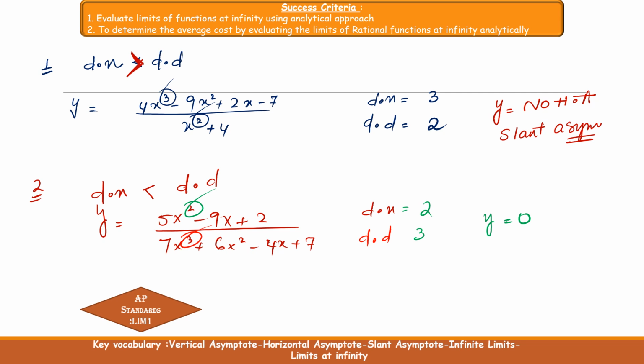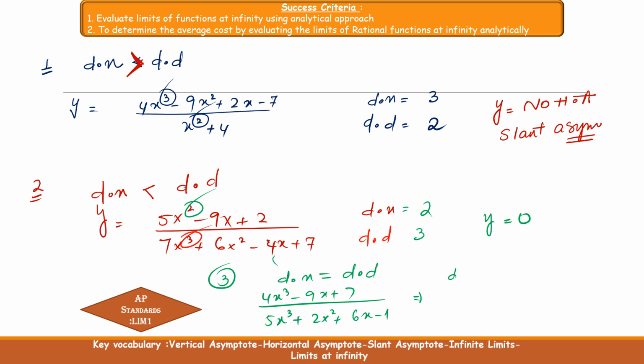Now understand the third part of this case. When the degree of numerator and the degree of denominator are equal. So let's suppose 4x cube minus 9x plus 7 and 5x cube plus 2x square plus 6x minus 1. So what is the degree of numerator for us? The degree of numerator is 3, right? What is the degree of denominator? Also 3. So in such case, what is the y value?